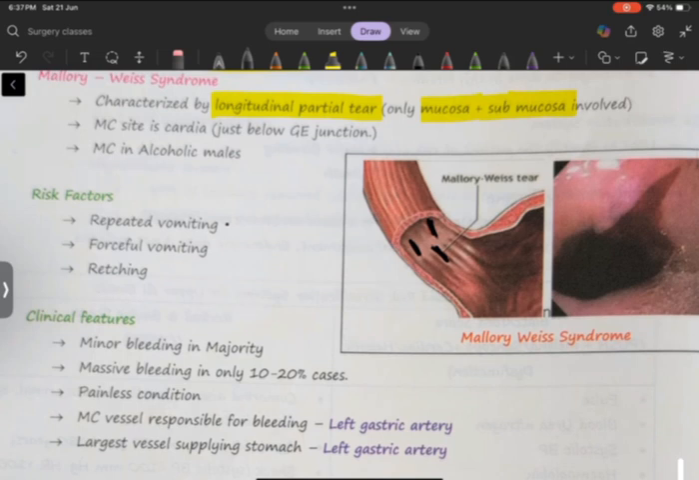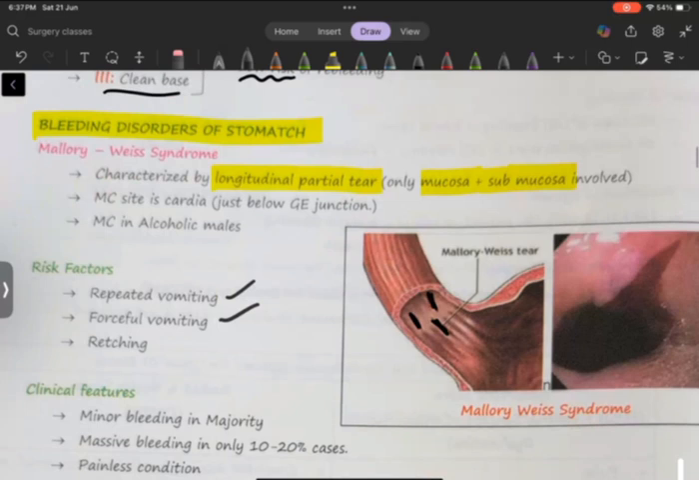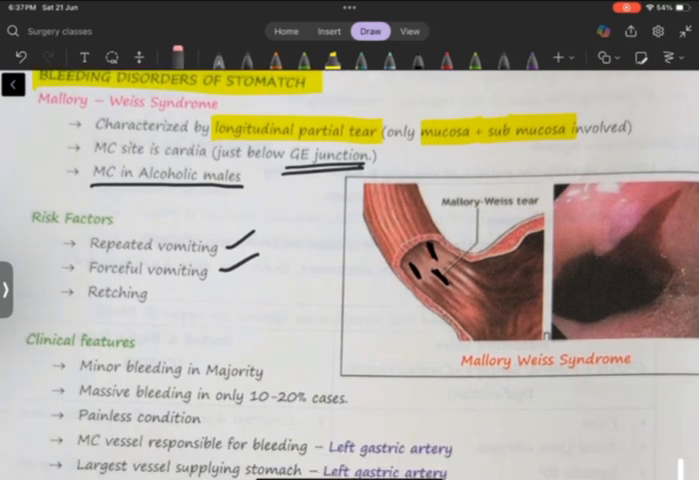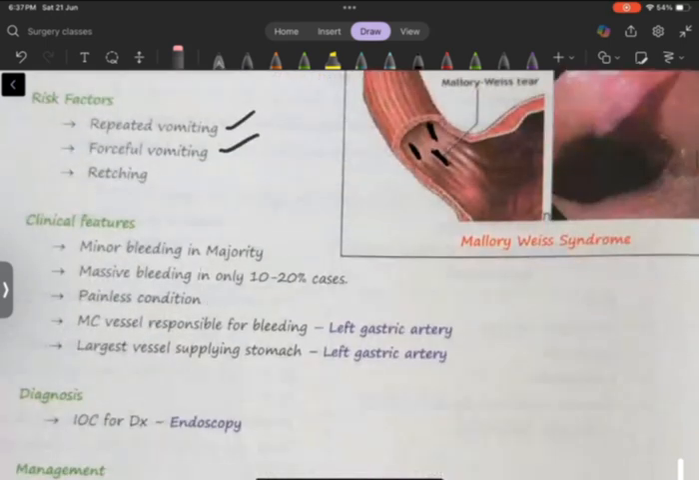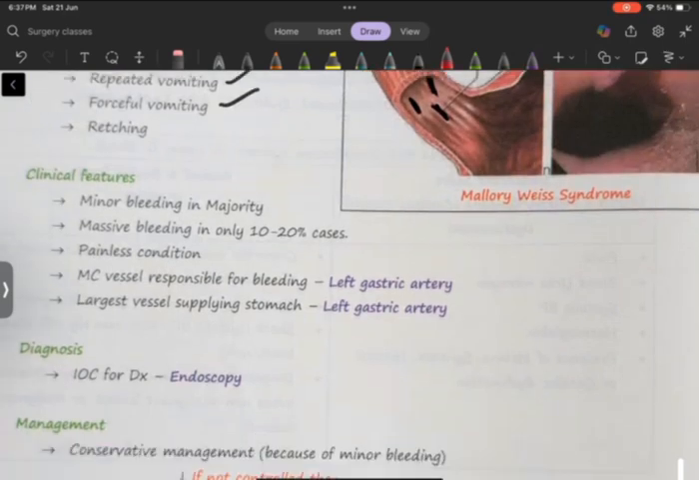Why is this repeated or forceful vomiting happening? It is usually seen in alcoholic males, and at the gastroesophageal junction or cardia. Because alcoholic males have repeated forceful vomiting and retching, there will be a tear in the gastroesophageal junction or cardia region of the stomach, and it can also happen in the esophagus. So what will be the clinical feature? Because of this forceful longitudinal tear, there can be bleeding.